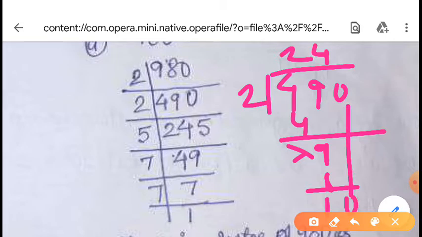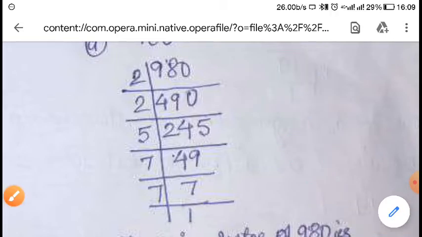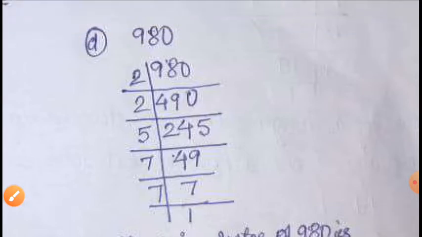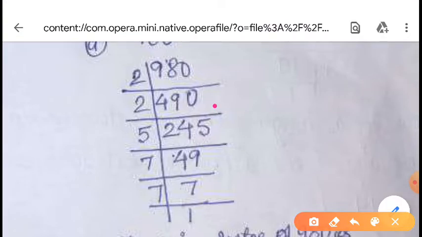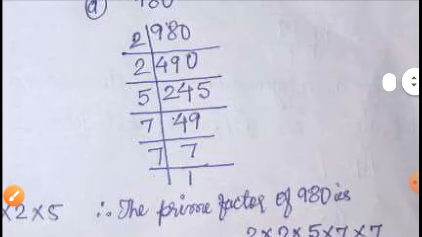So again, 2 fives are 10. In this way you can find out 2 into 245 is what? 490. So for a big number you have to divide. I hope you have understood this.